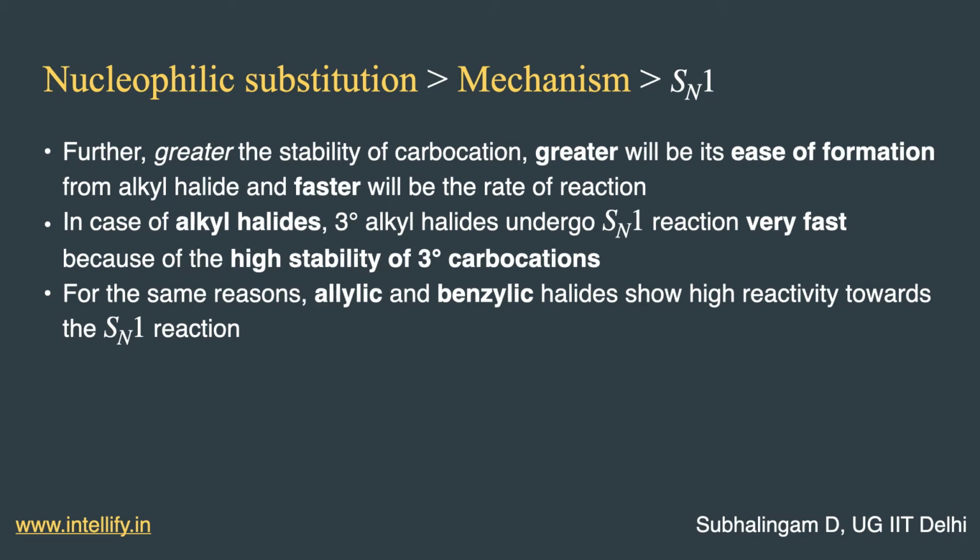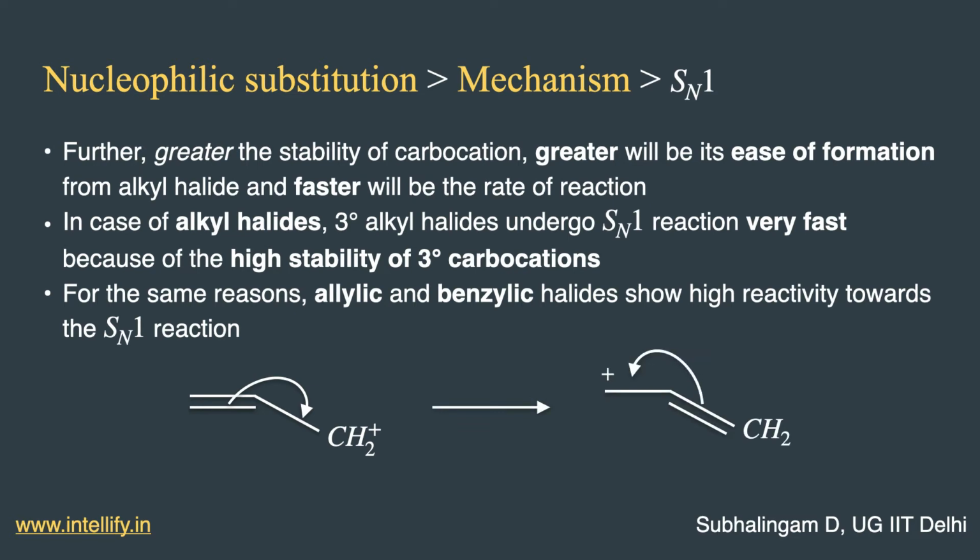For the same reasons, allylic and benzylic halides show high reactivity towards SN1 reaction because of stabilization by resonance. So we have an allylic halide over here, and this can happen. The pi electrons can shift, giving rise to this structure, and again, due to resonance, we get back the first structure. So we have a canonical structure like this. Similarly, you can draw resonating structures for benzylic halides, and because of resonance, the carbocation is stabilized.